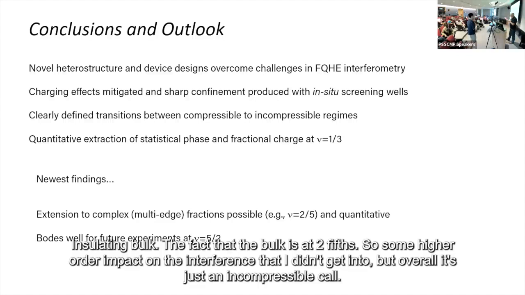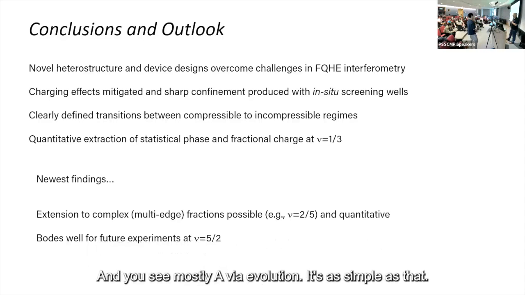The fact that the bulk is at 2/5 has some higher order impact on the interference that I didn't get into, but overall, it's just an incompressible bulk. And you see mostly AB evolution. It's as simple as that.